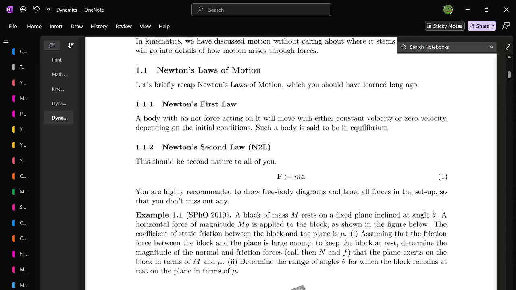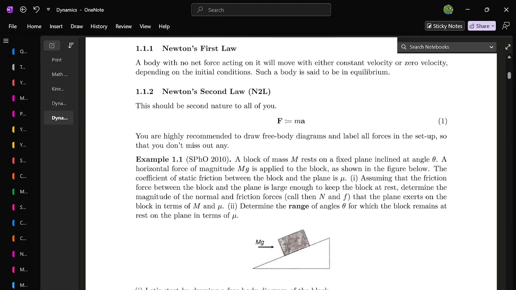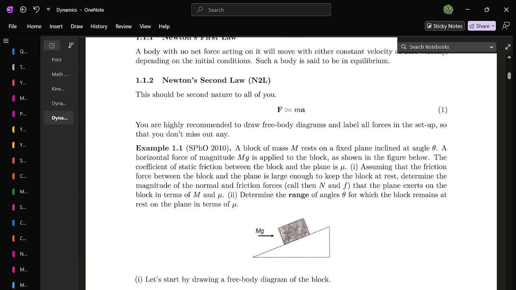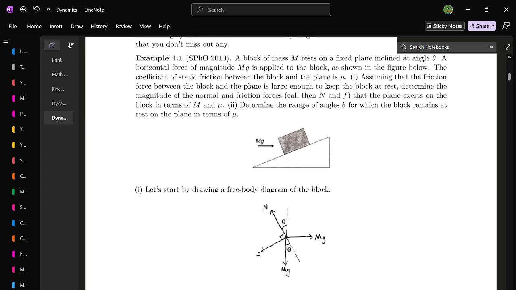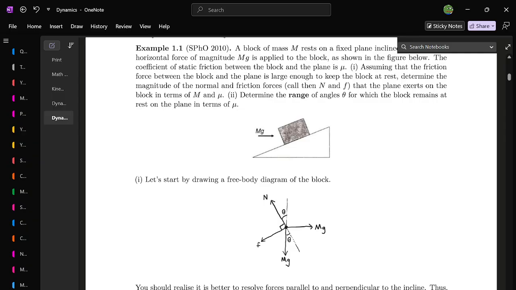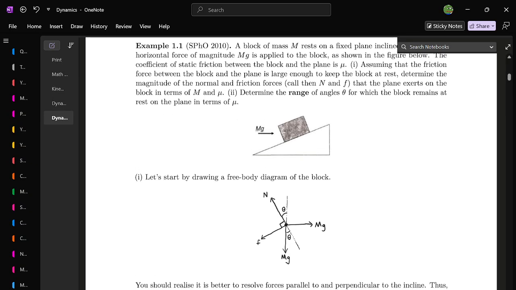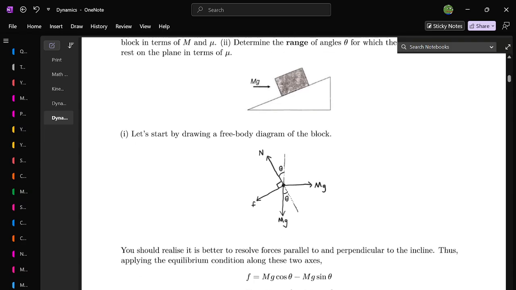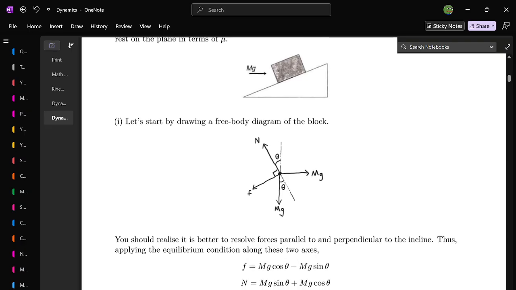The first section is on Newton's laws, and this should be trivial to you guys by now, like basically the three laws and how to apply them. You can just briefly read through this on your own as a recap, but it should be quite trivial. This first example here basically is a normal application of Newton's laws along different axes. Here it is most convenient that we chose axes that are parallel and perpendicular to the plane, to the incline.